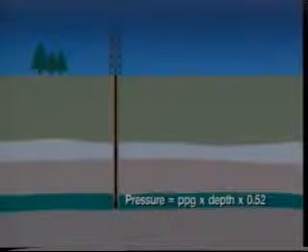The pressure in psi exerted by a column of drilling fluid is equal to its weight in pounds per gallon times the depth of the column in feet times 0.052. So we see that a well bore full of 9.5 pounds per gallon mud exerts a pressure of 2,470 psi at a depth of 5,000 feet.